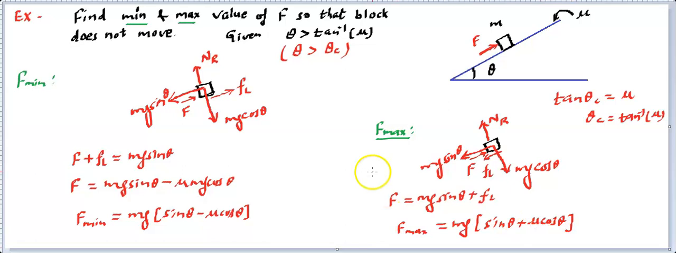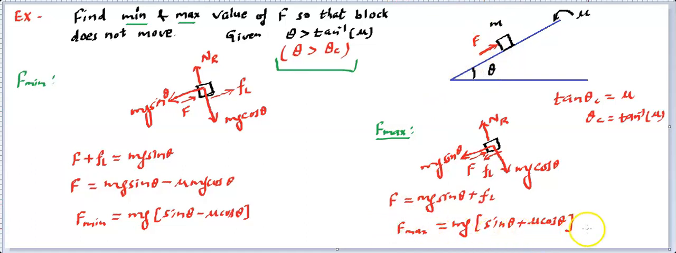So the expression is exactly similar. The only thing is that this minus has been replaced by plus. So this is the minimum force required to prevent sliding. This is the maximum force that you can apply so that there is no sliding. And this is the case when theta was greater than the critical angle. Now if theta was less than the critical angle, then the minimum force will become 0, because if you apply 0 force, it will still remain stationary, it will not slide down. And the maximum force will be this in either case.